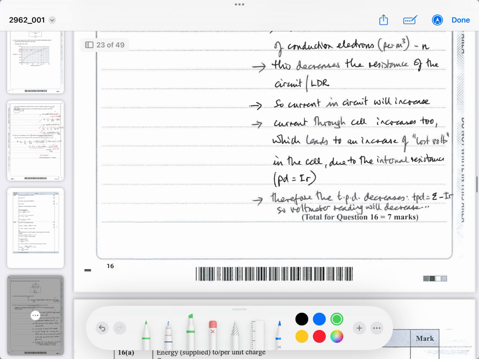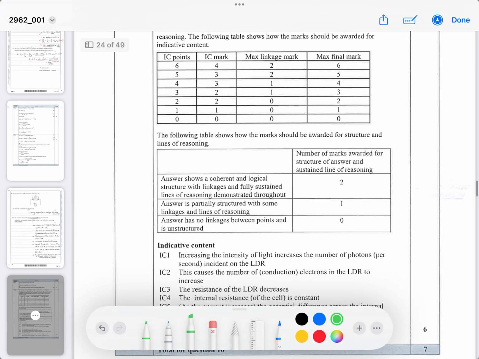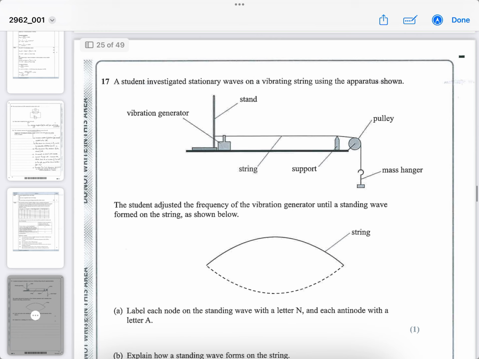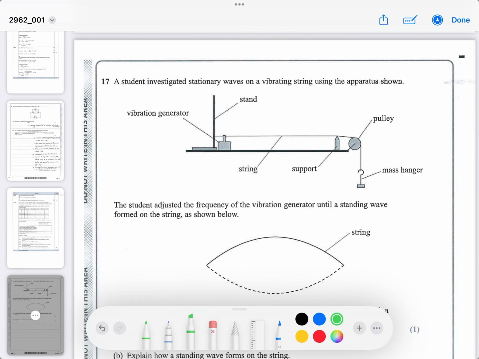And we're now looking for question 17, which is another core practical that you need to be familiar with. It's the vibrating string experiment. Okay, so the student investigated stationary waves on a vibrating string. You should have done this in your own school. So this is a core practical. I can't remember the numbers anymore because I've done modular and linear and I get confused. So the mass hanger is used to control the tension.